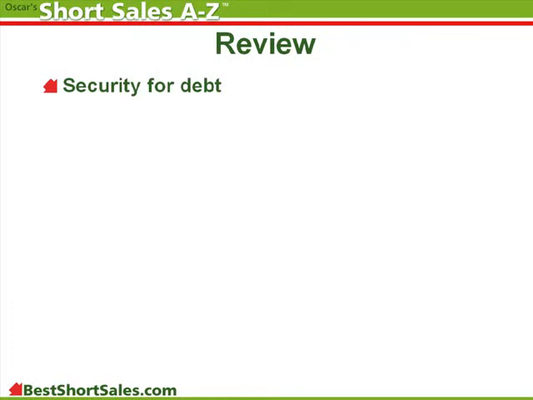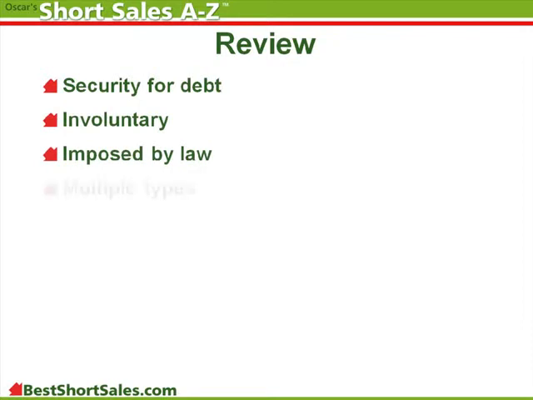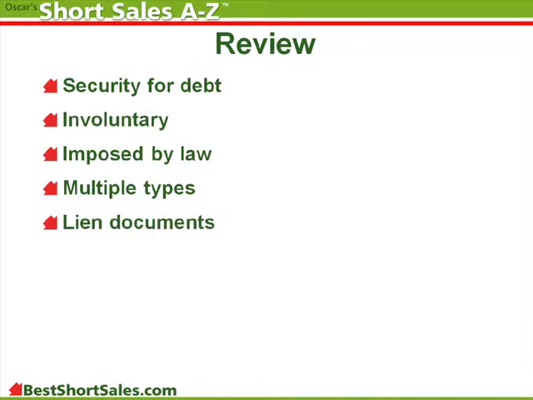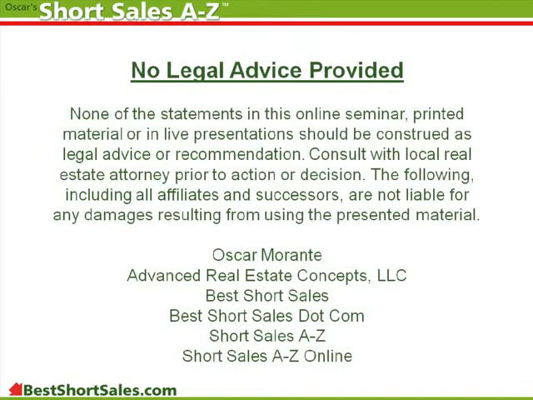Review. Statutory liens encumber property to secure debt. This type of encumbrance is involuntary because it is imposed by law. There are multiple types of liens. We analyzed lien documents and documents demonstrating debt payoff and elimination of lien.